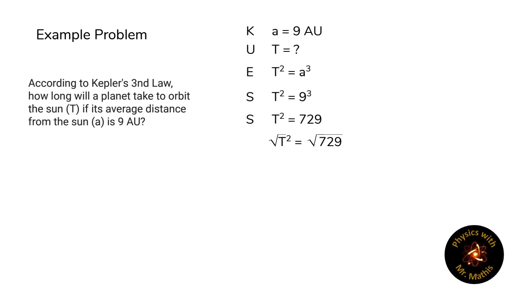But the answer we're looking for is T, not T squared, so we're going to take the square root of both sides of the equation. The square root of 729 is 27, so T, the orbital period of the planet, is 27 Earth years. If the planet is orbiting the Sun 9 times as far away as Earth is from the Sun, it will take 27 Earth years to make its way around.